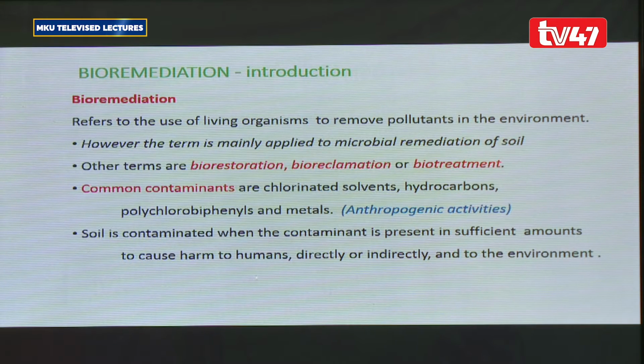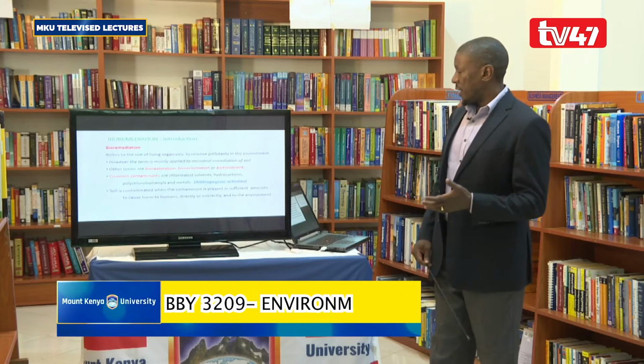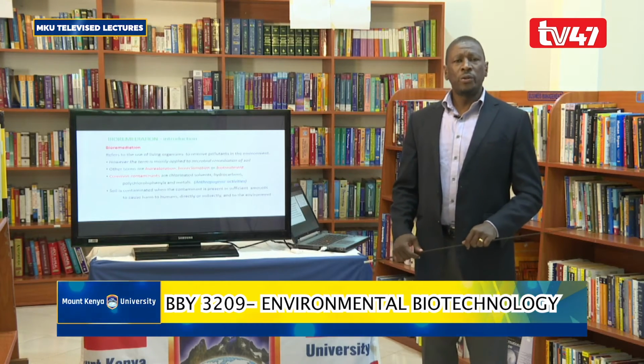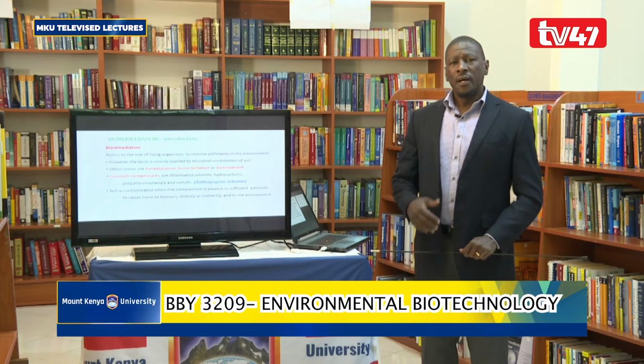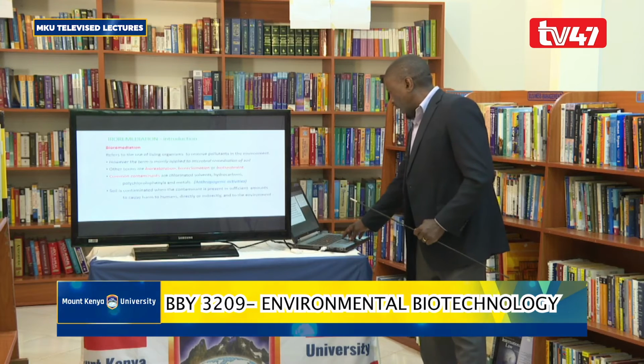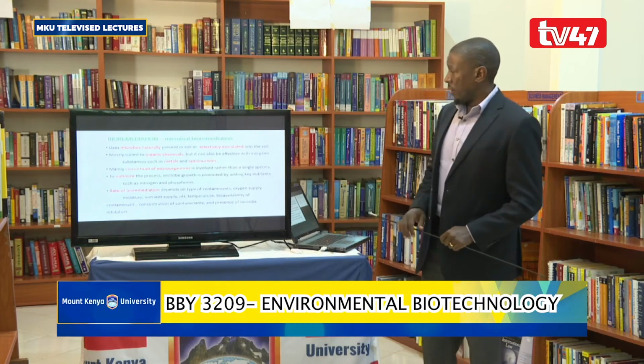Then we consider a contaminant to be a contaminant when it is in sufficient amounts in the environment to cause harm to human beings, either directly or indirectly, or if it is affecting the environment, because in the environment we have ecosystems which we have to balance to ensure that our environment is safe for our use and also for animals and other living organisms.